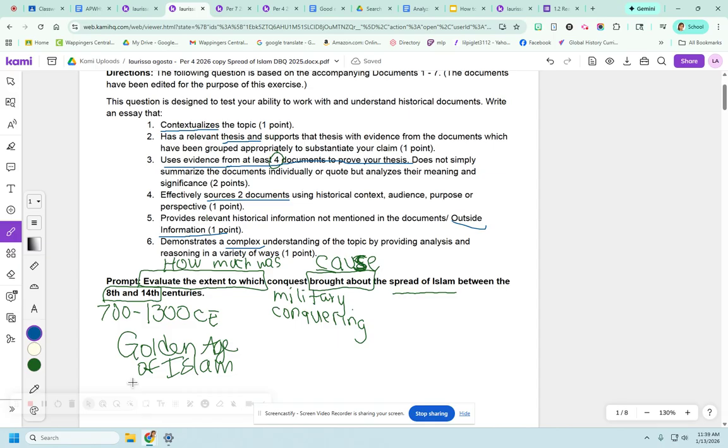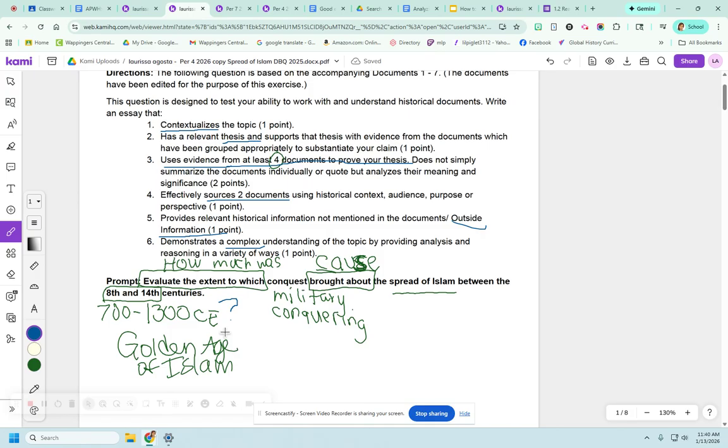And you always want to figure out what's the historical thinking skill. If something brings about something else, it's a cause. Maybe it's an effect kind of essay. Maybe it's a change or continuity essay. Or maybe it's a similarity or difference essay. So keep in mind they're going to ask you a question only from those options. This is a cause kind of essay. How much was conquest a cause of the spread of Islam? So that's the question that it's asking, and that's the answer that you have to come up with to create your claim.